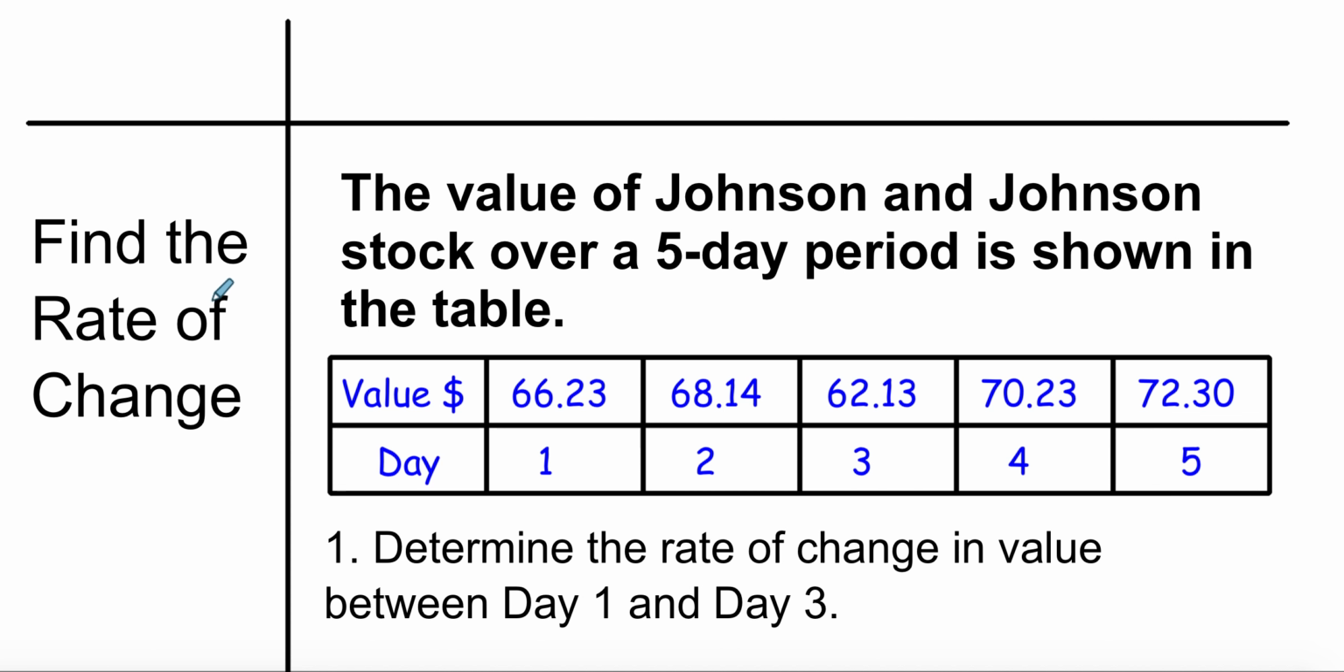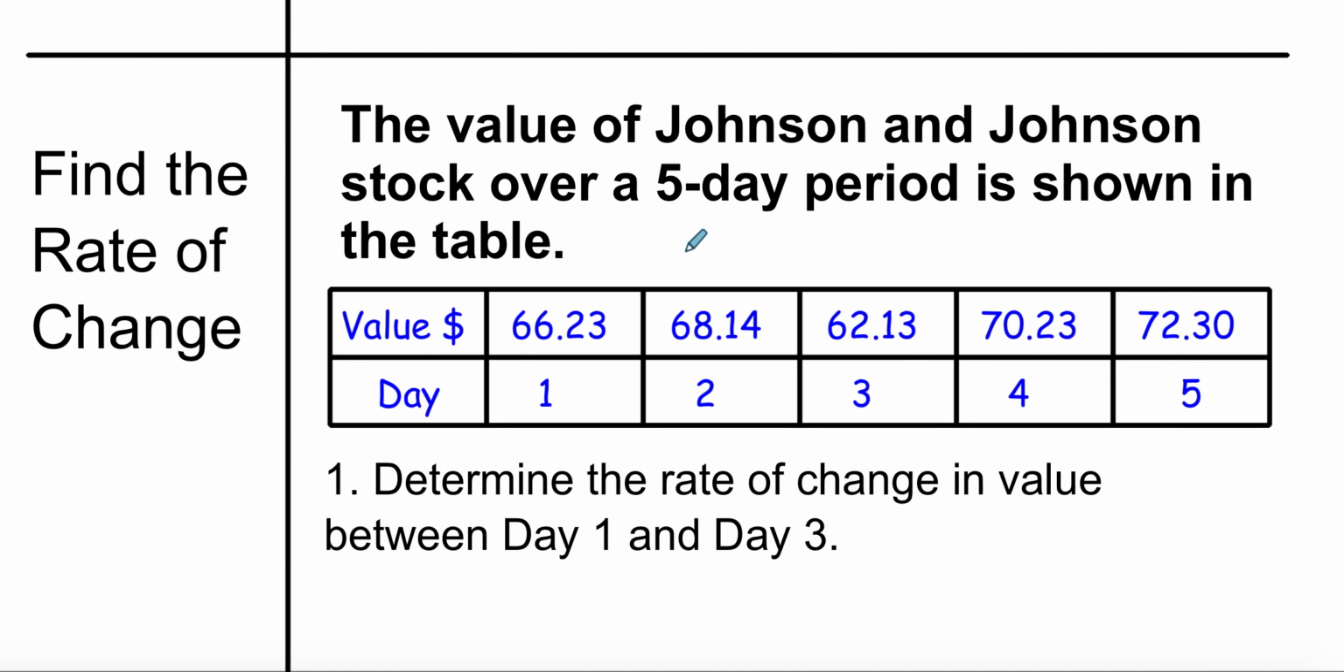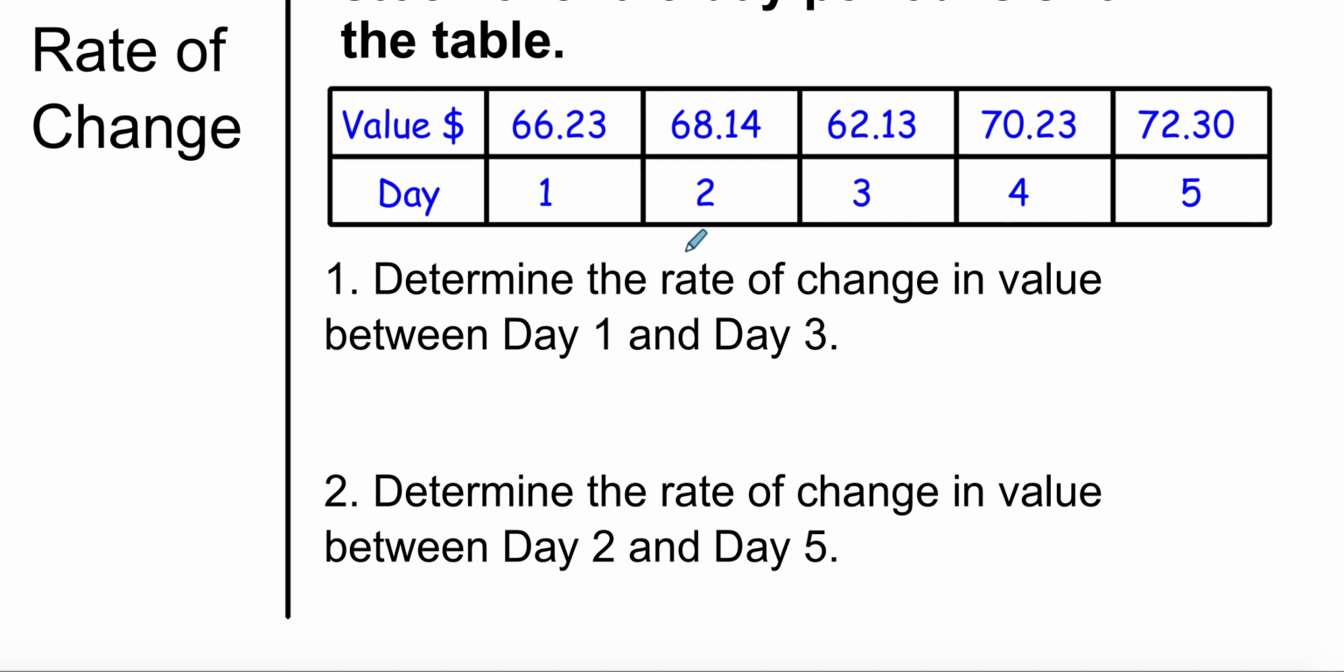All right, so here we go. We're going to find the rate of change again. We got the value of Johnson & Johnson stock over a 5-day period as shown in the table below. So on day 1, the stock is $66.23. On day 2, it is $68.14. Looks like it went up from day 1 to day 2.